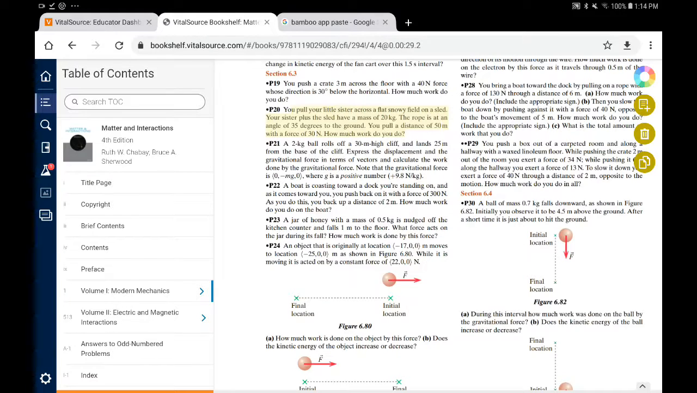An example problem from the end of the chapter. So I'm going to do problem P20. You pull your little sister across a flat snowy field on a sled. Your sister plus the sled have a mass of 20 kilograms. The rope is at an angle of 35 degrees to the ground. You pull a distance of 50 meters with a force of 30 newtons. How much work do you do?